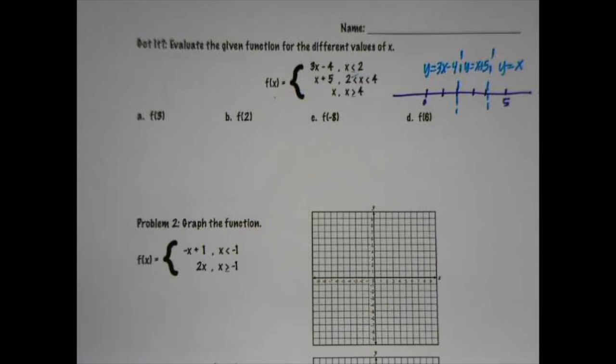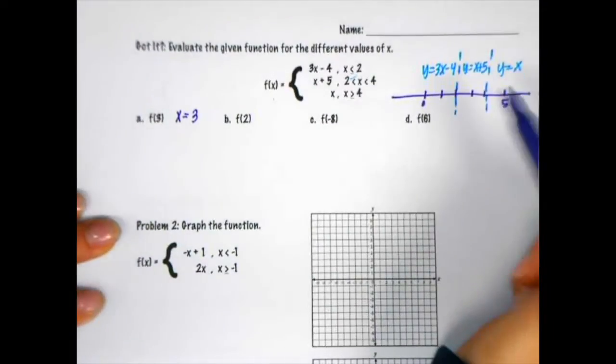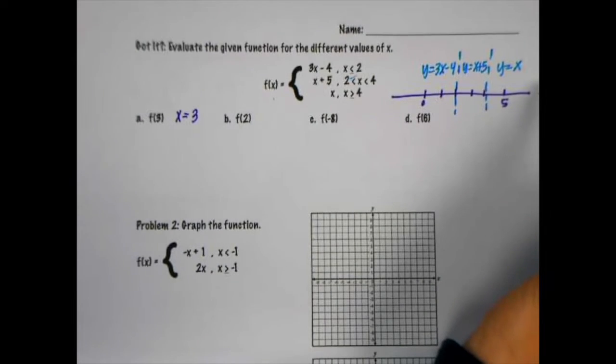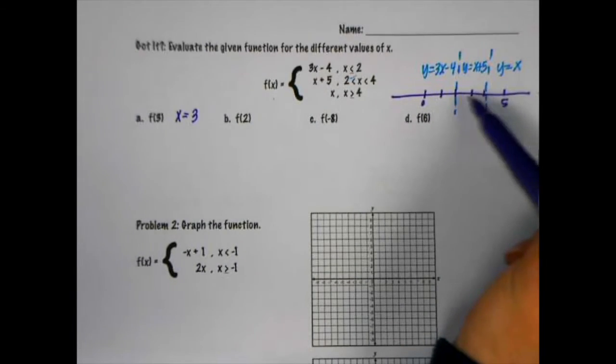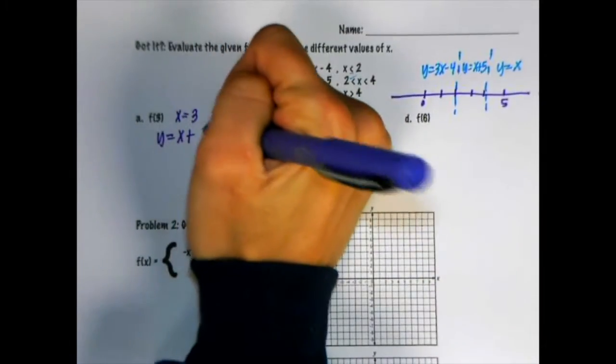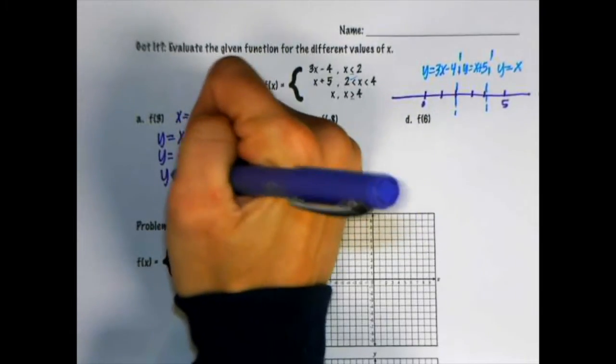So for A, what's my x value for this one? 3. So is 3 going to be less than 2, between 2 and 4, or bigger than 4? Between 2 and 4. So you're going to use y equals x plus 5, and plug the 3 in for x. So y equals what? 8.